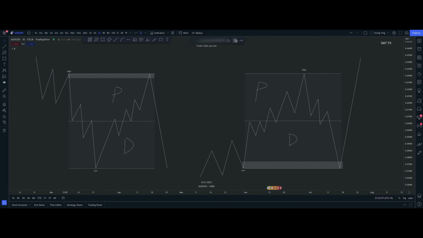Using this tool, just start marking up and look at where premium and discounted zones lie, and also look at where price usually starts reacting from. Chances are you'll see price reacting to the specific regions I've just talked about, and that will give you a better idea of how to utilize this and also train yourself to see them.